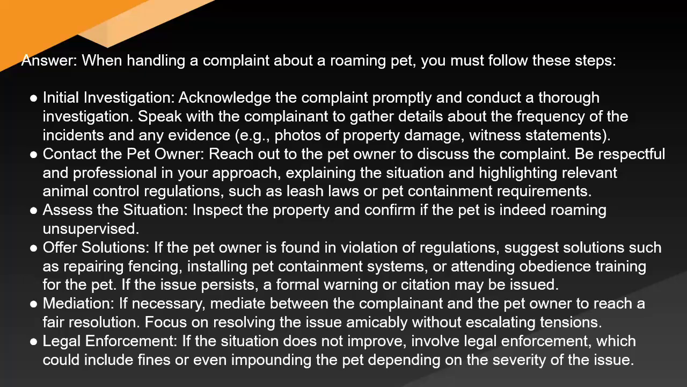Be respectful and professional in your approach, explaining the situation and highlighting relevant animal control regulations such as leash laws or pet containment requirements. Assess the situation, inspect the property, and confirm if the pet is indeed roaming unsupervised. Offer solutions. If the pet owner is found in violation of regulations, suggest solutions such as repairing fencing, installing pet containment systems, or attending obedience training for the pet. If the issue persists, a formal warning or citation may be issued.